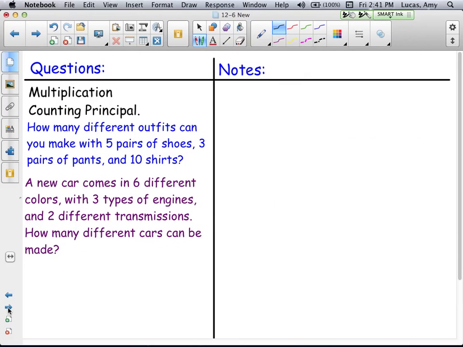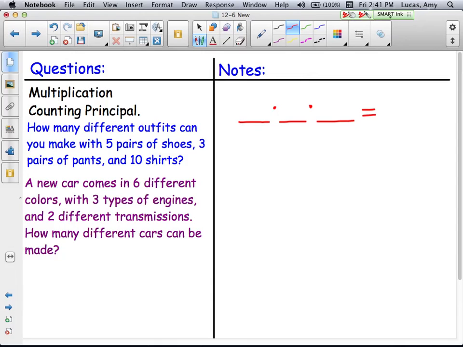Okay, now the multiplication counting principle is very similar to the idea behind a factorial, where you're using multiplication and how many choices there are. But a little bit differently, our first one says, how many different outfits can you make if you have 5 pair of shoes, 3 pair of pants, and 10 shirts? So the multiplication counting principle, or the fundamental counting principle, says that if you analyze how many choices you have at each stage, you can multiply them together to find the total number of combinations.